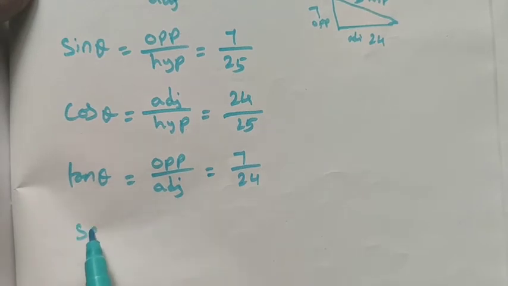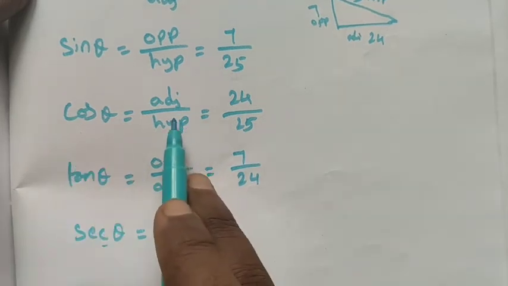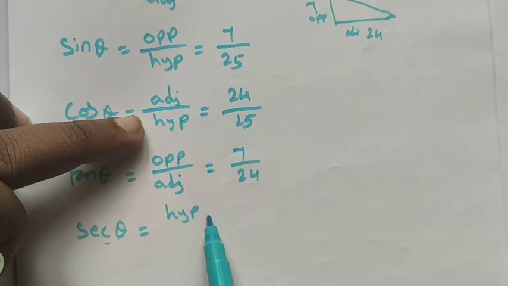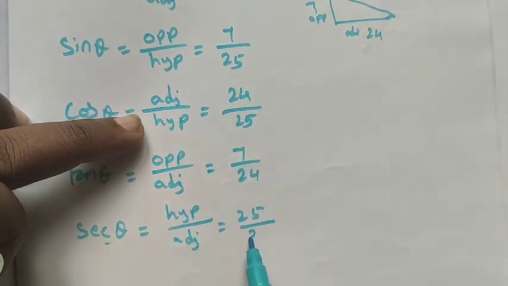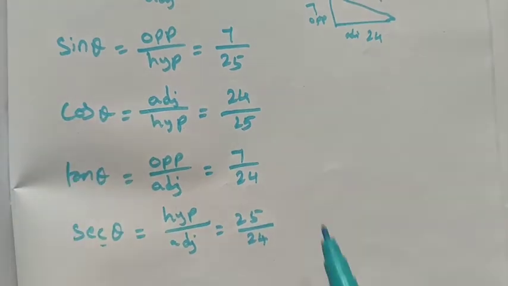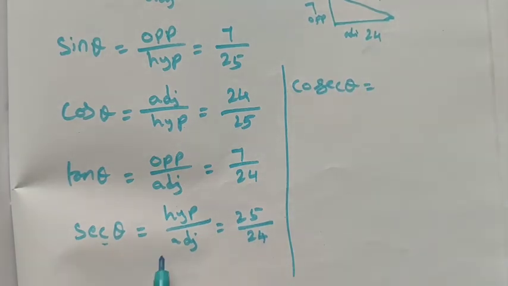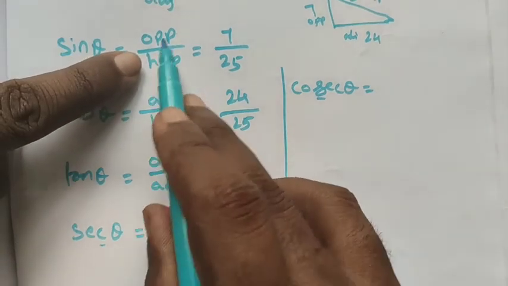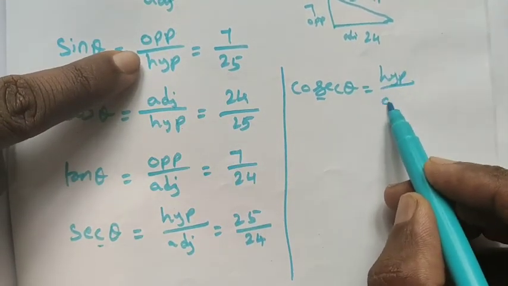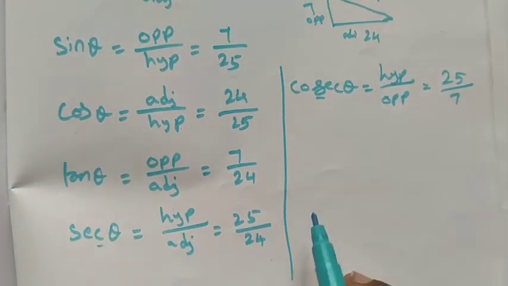Then secant theta is equal to, the third letter is C. Secant means reciprocal of cos. The reciprocal of cos is hypotenuse side divided by adjacent side. The reciprocal value is 25 divided by 24. And then cosecant is equal to, the third letter is S, reciprocal of sine, right? Reciprocal of sine is hypotenuse side divided by opposite side. Reciprocal of this value is 25 divided by 7.